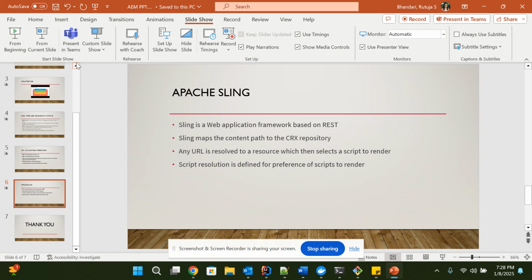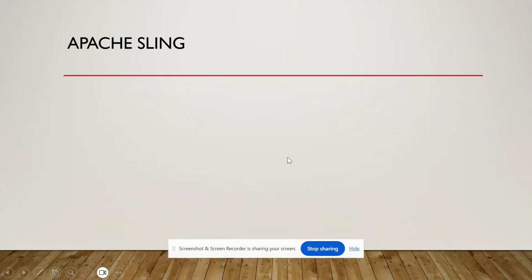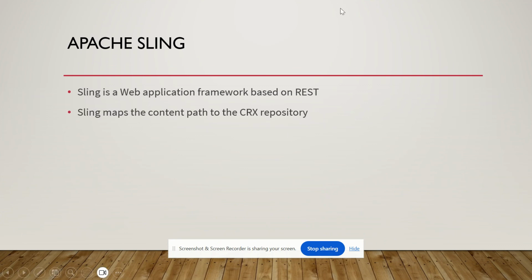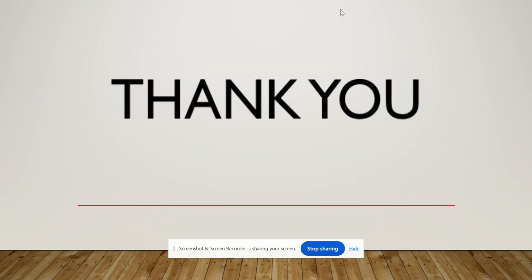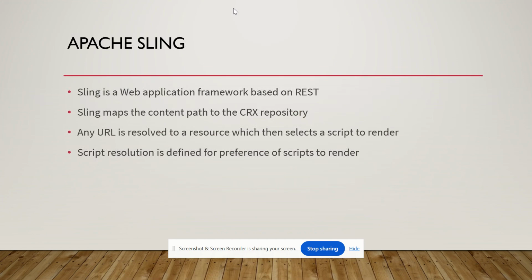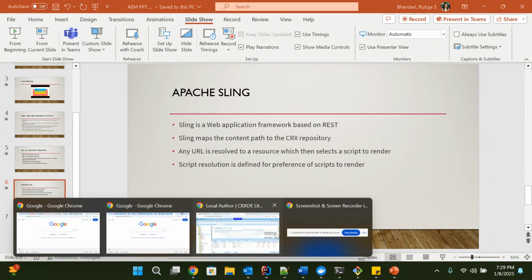Now we'll go to Apache Sling. Sling is a web application framework based on REST API. Sling maps the content path to the CRX repository. Any URL is resolved to a resource which then selects a script to render. Script resolution is defined for preference of scripts to render. So we will see how Apache Sling renders or maps the content in AEM.